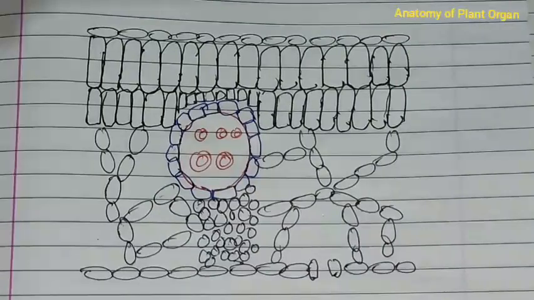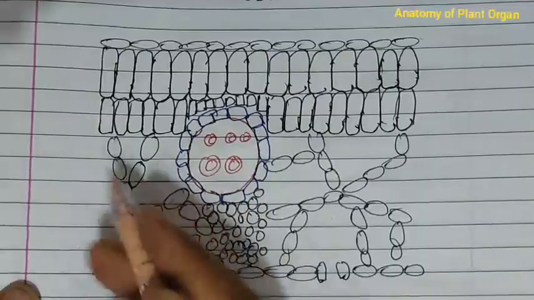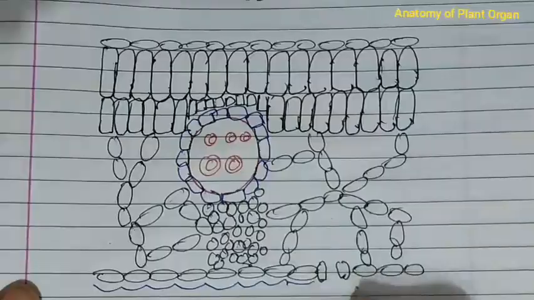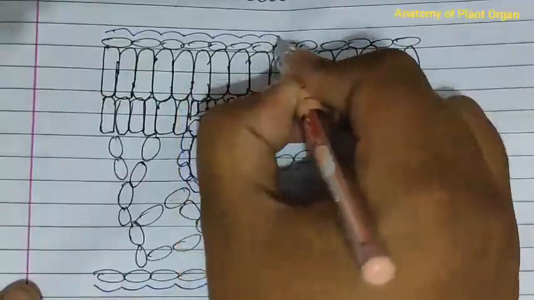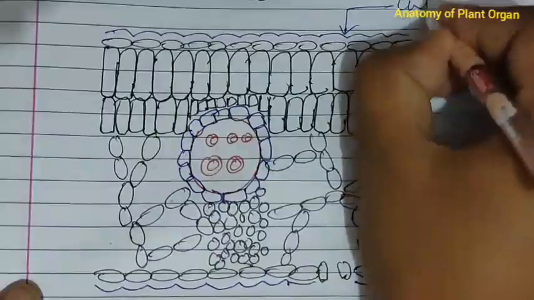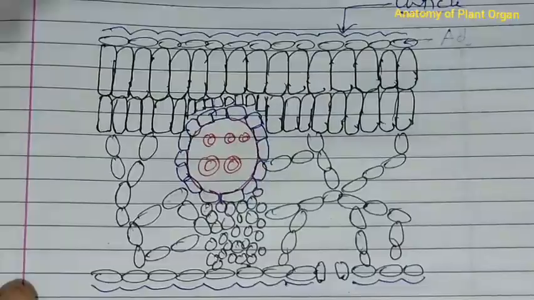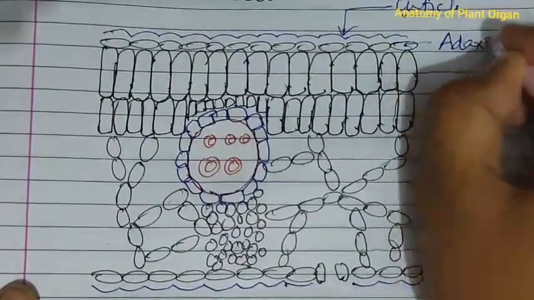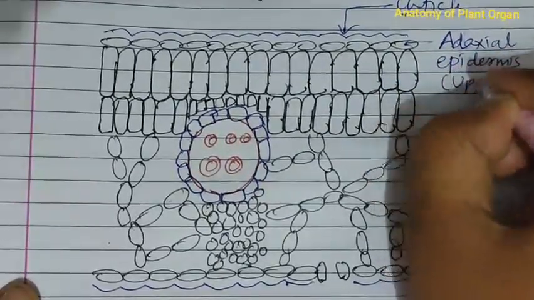In such a way you will find the arrangement of stomata. Now here this epidermis is covered by a cuticle. So this is cuticle. This is adaxial epidermis. Adaxial means upper epidermis.